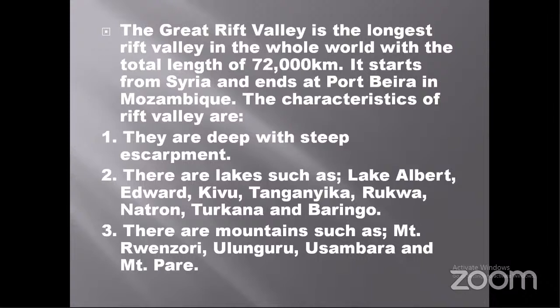Then I forgot to write for you Malawi, because it also neighbors where? It neighbors Tanzania. Then the other characteristic is they have mountains. The Rift Valleys have mountains. When you are in a valley, what you see would be a mountain. And such mountains, we have Rwenzori, Uluguru, Usambara, and Mountain Pare.